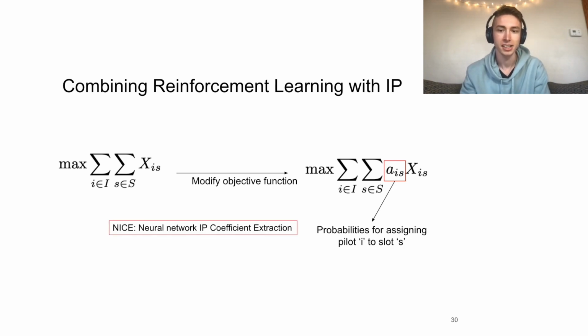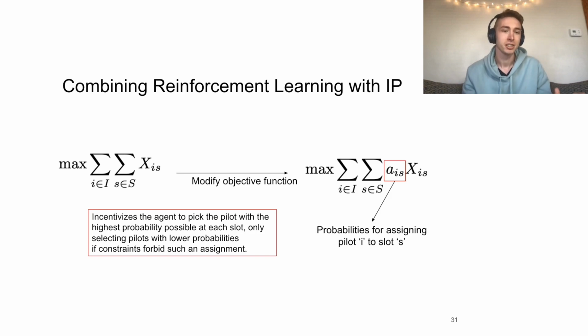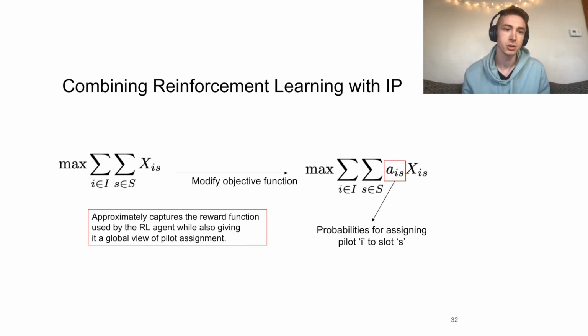And this gives us NICE, alternatively pronounced NOICE, Neural Network Integer Programming Coefficient Extraction. And it incentivizes the agent to pick the pilot with the highest probability possible at each slot. It will only select pilots with lower probabilities if constraints forbid such an assignment. So it approximately captures the reward function used in the reinforcement learning agent while also giving it a global view of pilot assignment with the structure of the integer program.